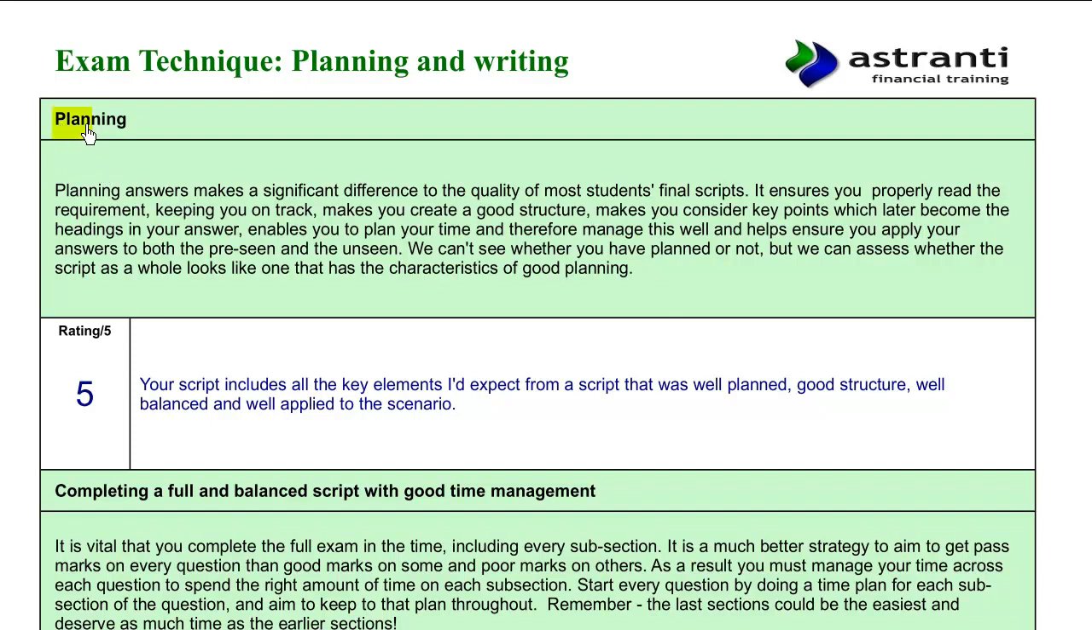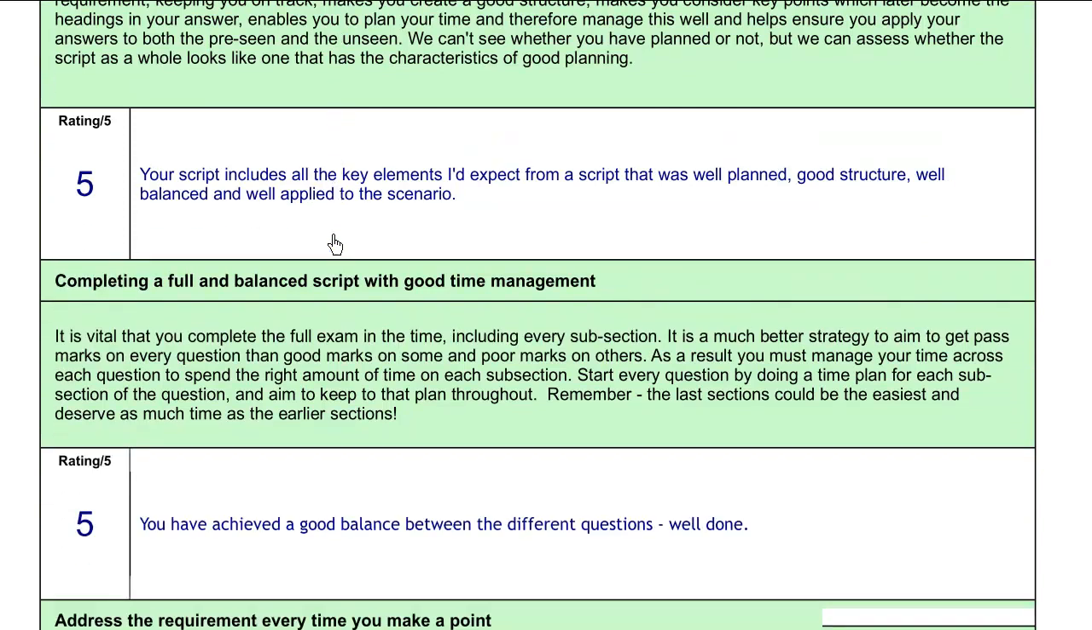So have you done a plan? Is there a clear structure to what you do? There's evidence of planning. That doesn't mean that we can actually see your plan, but it just looks well planned and well structured and well thought through.